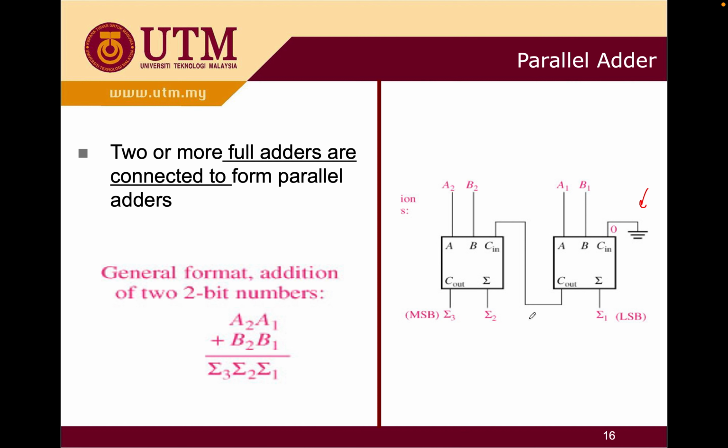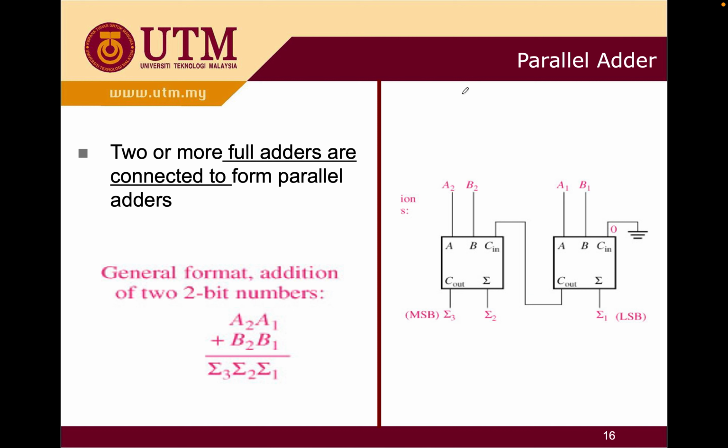It's going to be the general format for addition of 2-bit numbers. You have 2 bits here, because you have one input to your full adder 1, and this is your full adder 2. So you're going to add these together, and you're going to have sum 1, sum 2, sum 3. This is your sum 1, this is your sum 2, and your carry out here will be sum 3. The carry out of FA1 will be the carry in for the next FA2.